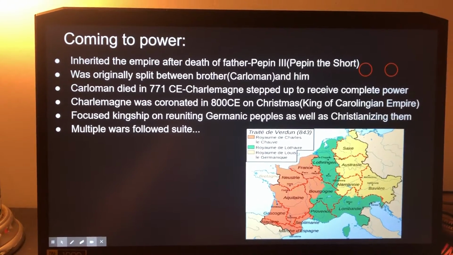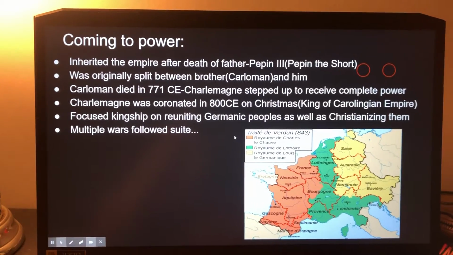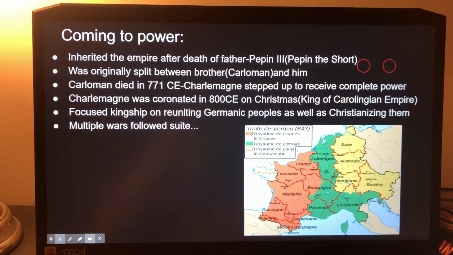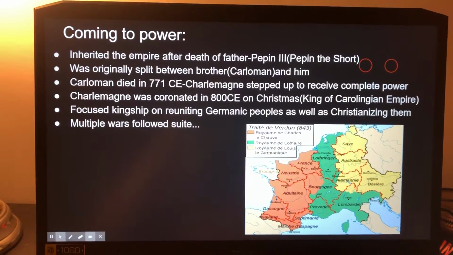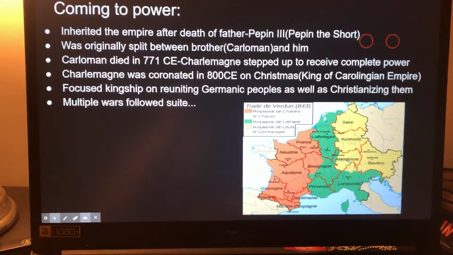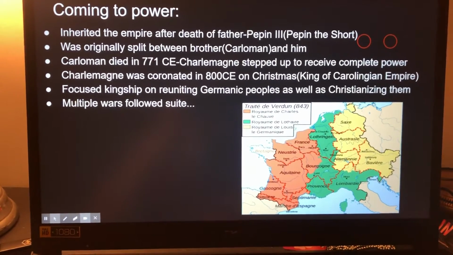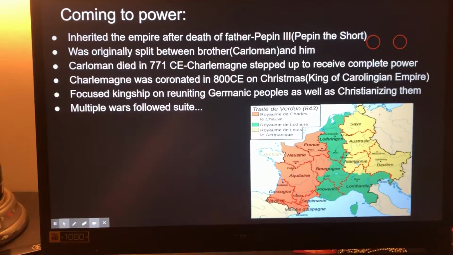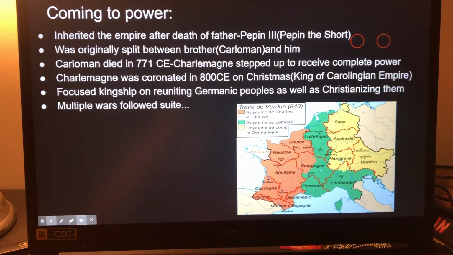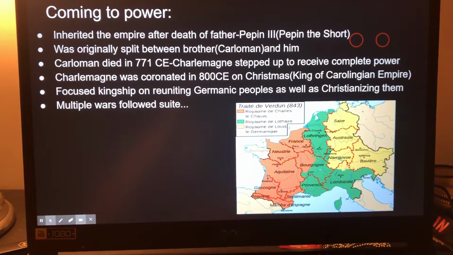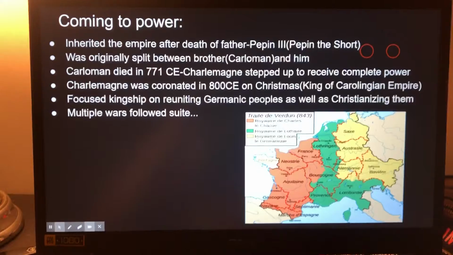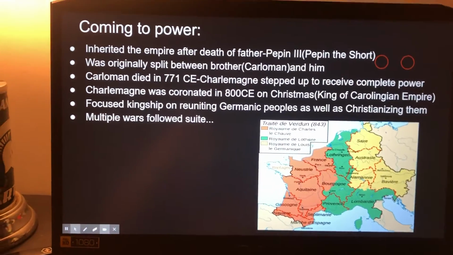He was crowned in 800 Common Era on Christmas, actually, and focused his kingship on Christianizing all Germanic people, really, which included Franks, Saxons, Ostrogoths, Visigoths, Anglo-Saxons, etc., etc. But multiple rulers followed suit with this. Just to point out, this map's in French, but this basically means land of Charles the Great, who is Charlemagne. That's just the French way of saying it, Charles or Chav.